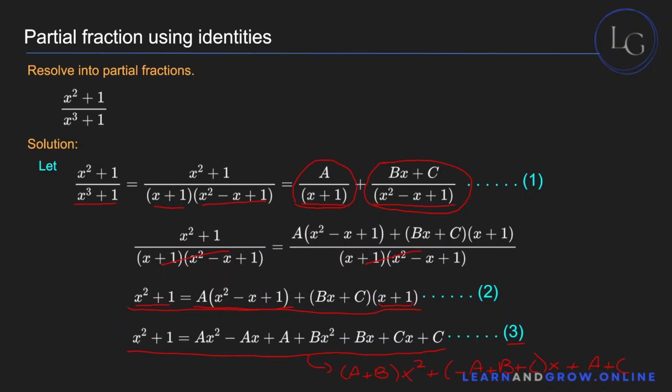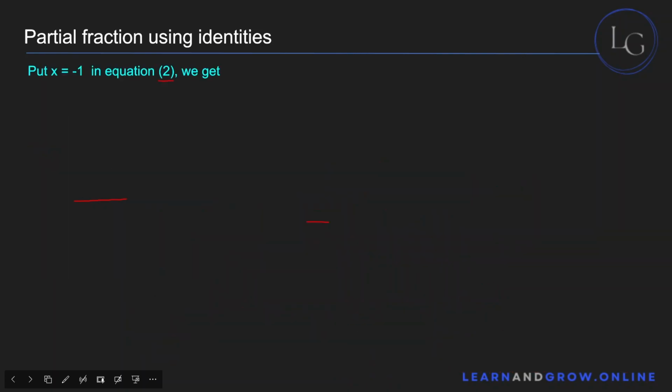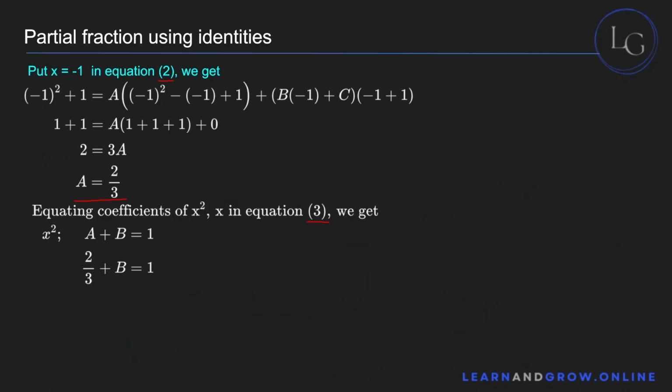Now on the left hand side, the coefficient of x squared is 1 and there is no expression for x, so the coefficient of x is 0 and you have this 1. So a plus b is equal to 1, since a plus b is the coefficient of x squared on the right hand side and 1 is the coefficient of x squared on the left hand side. So when you equate a plus b is equal to 1, and since you've already found the value of a over here and you plug that in, you find out that the value of b is equal to 1 by 3.